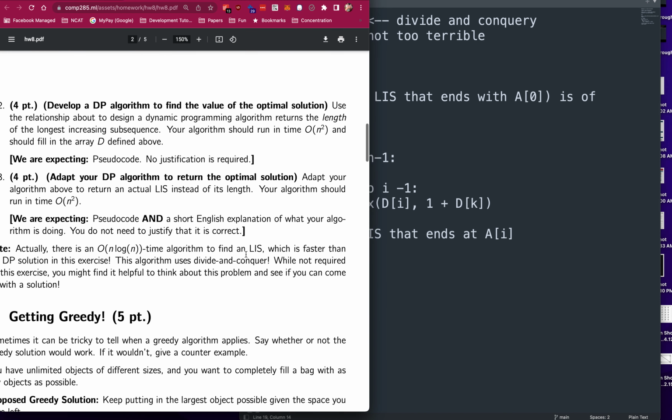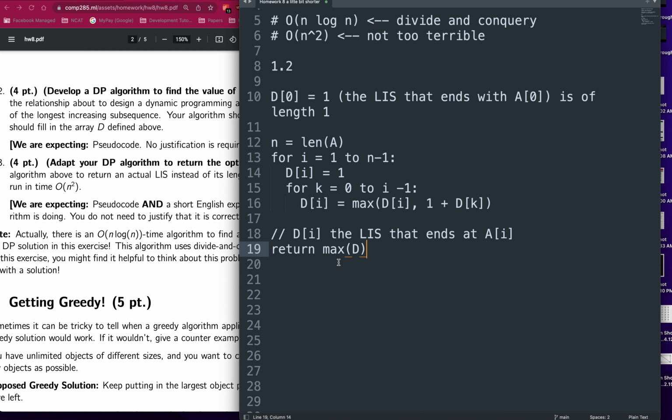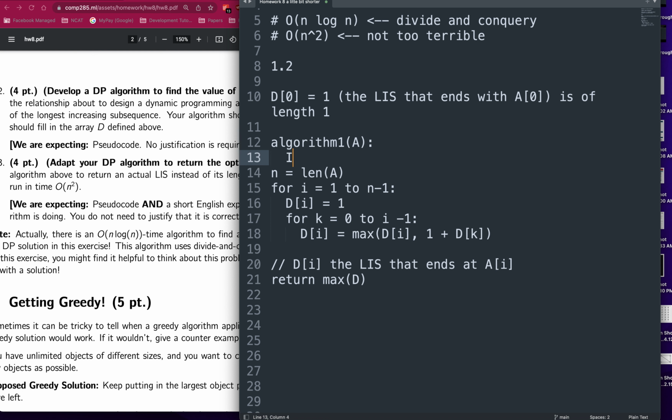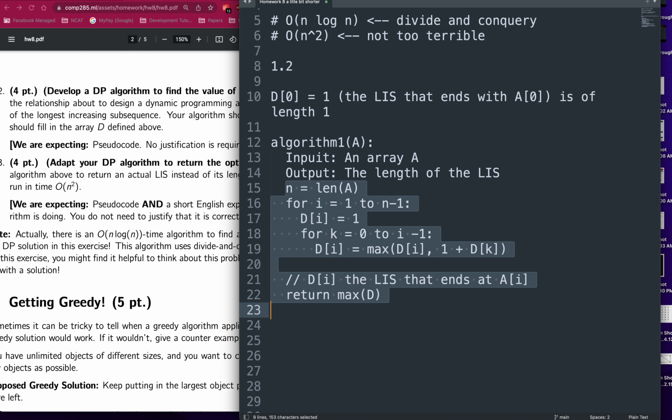No justification required, you just need pseudocode. But now the last thing is I want you to modify your DP algorithm to actually return the optimal solution, right? So instead of just telling me the length of the longest increasing subsequence, I want you to actually tell me the longest subsequence. So Algorithm 1 takes A as input. Our input is an array A, and our output is the length of the LIS, the longest increasing subsequence. That's the algorithm we just finished.